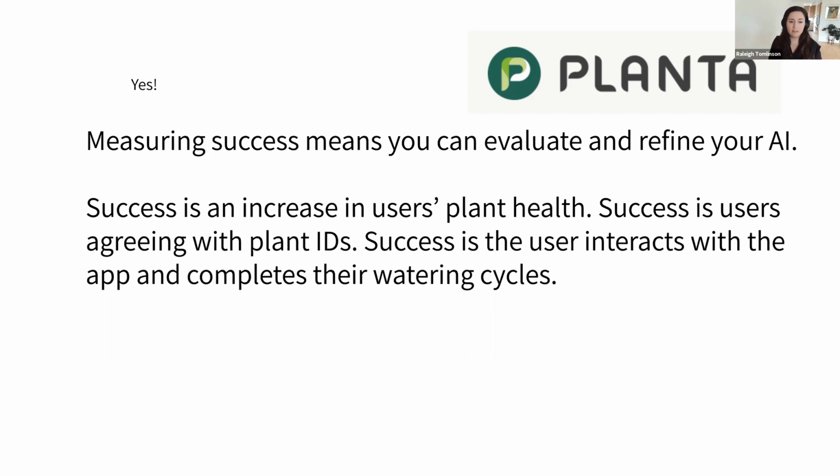Maybe success is that users are agreeing with the plant IDs that they recommend. And then a fail would be the opposite, so users are exiting out and searching for their own plant IDs. And maybe success is simply users interacting with the app and completing their watering cycles.